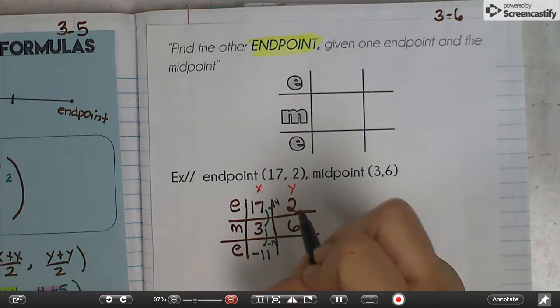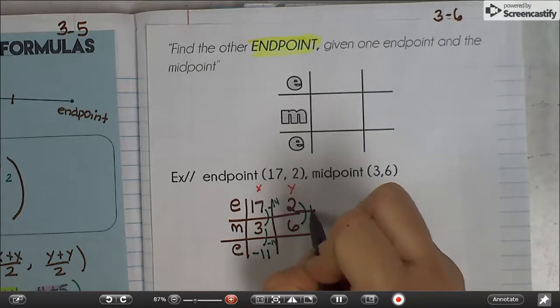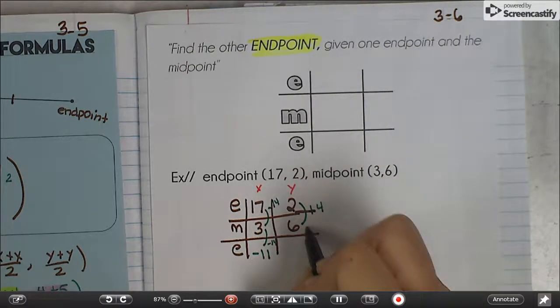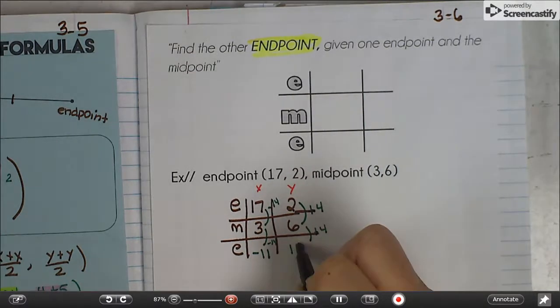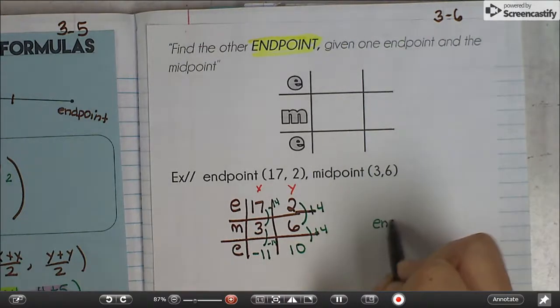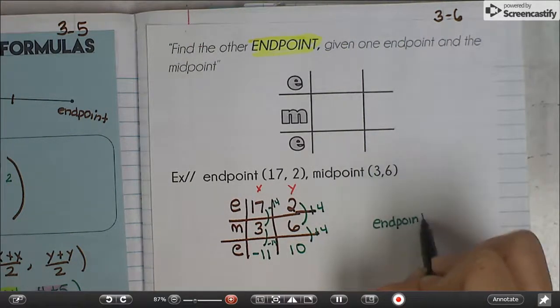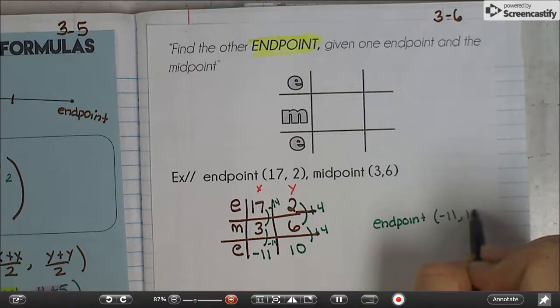Okay, we're going to do the same for the y's. To go from 2 to 6, we add 4. So we're going to add 4 more. That's 10. So the endpoint, the other one, would be negative 11, 10.